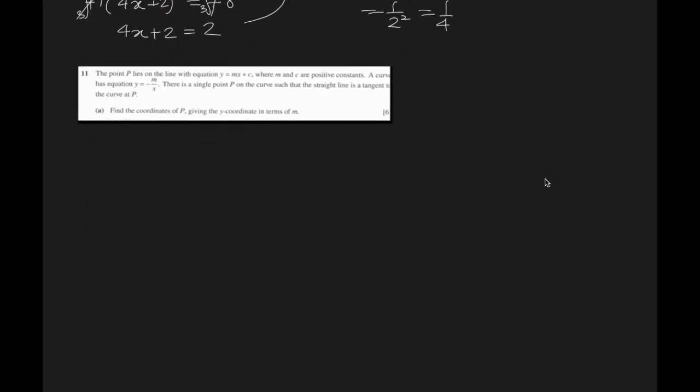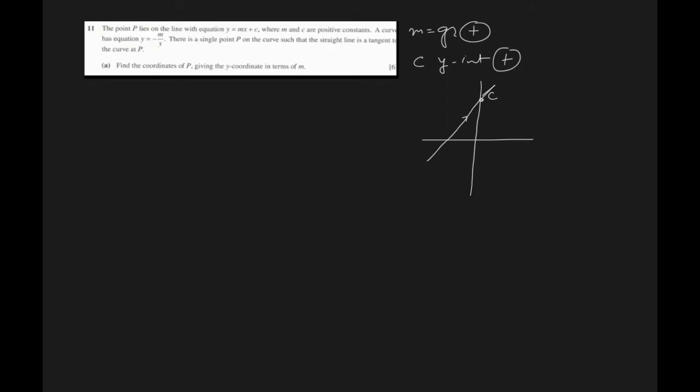Let's move on to question 11, which says the point P lies on the line y equal to mx plus c, and m and c are positive constants. So what does that mean? m is the gradient, right? It is positive, and c is the y-intercept, which is also positive. It means if I draw it, c will be somewhere here on the y-axis, and the gradient has to be positive. That means it will be increasing from left to right. This is y equal to mx plus c.